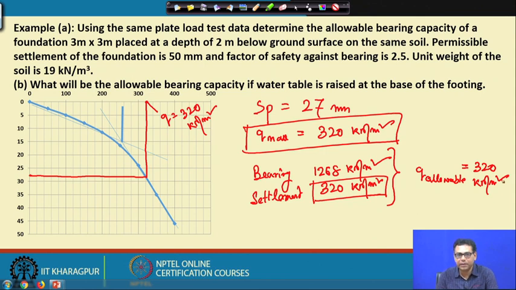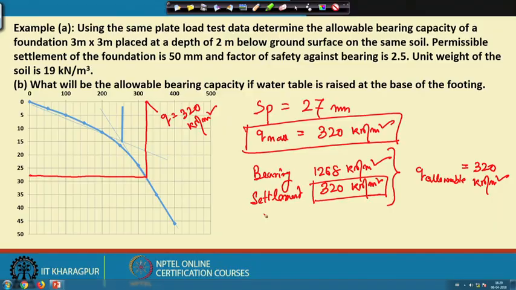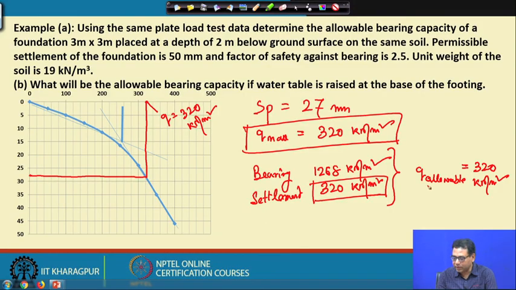So, in terms of settlement that we are getting, the settlement is giving the lower value. In most of the cases we find that settlement terms will give you the lower bearing capacity, or the Q allowable. This is the bearing in terms of net safe or the safe load carrying capacity in terms of bearing, and in terms of settlement it is 320 kilonewton per meter square. So, the smaller of these two will give you the allowable bearing capacity. So, that was the term A.